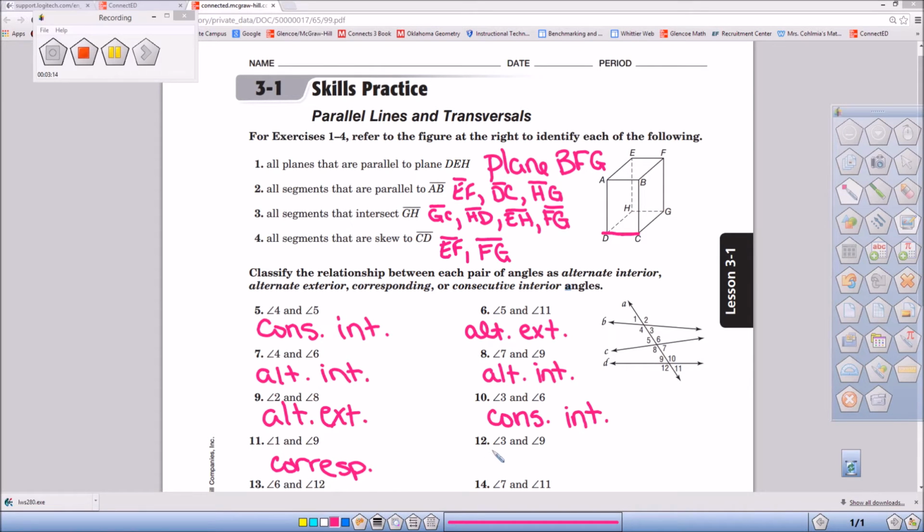3 and 9 are alternate interior. 6 and 12 are alternate exterior. And 7 and 11 would be corresponding.